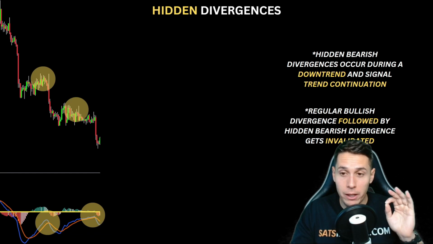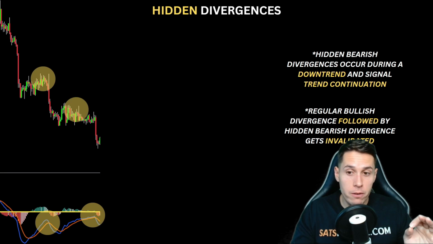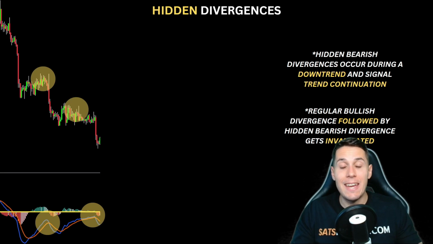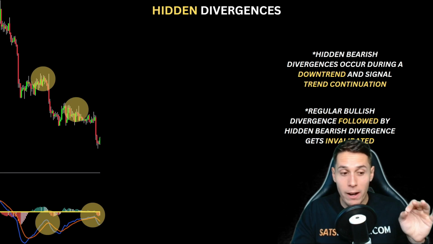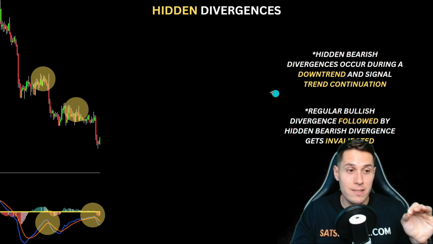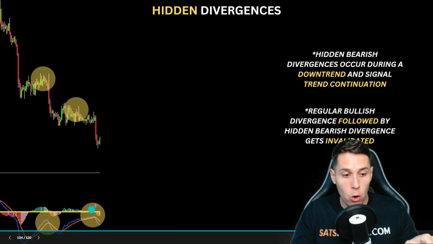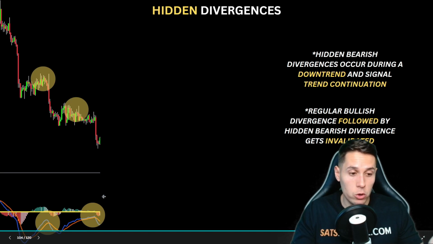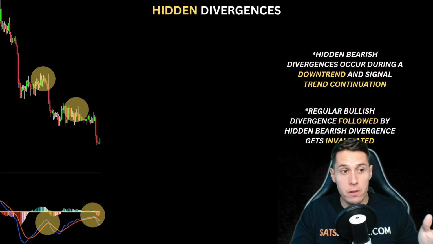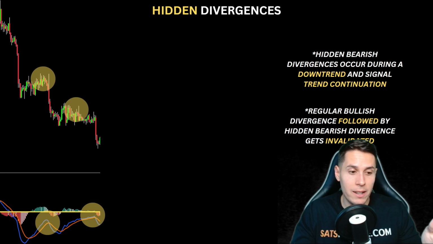Also, the key that can make you a lot of money is that regular bullish divergence followed by hidden bearish gets invalidated. Again, the ones of you who are sharp, you guys already noticed that there is a regular bullish divergence. We have a low and we have a lower low, while on the MACD we have a low and then we have a higher low, as well as on the histogram. So this is a regular bullish divergence, and when people see this during a downtrend, they are like, oh, this thing is going to reverse, this was the bottom, let's go all in.